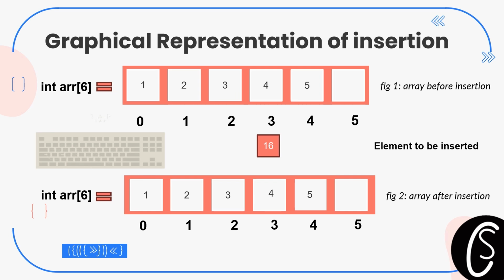As illustrated in figure 1, we notice that adjacent to index 3, specifically at index 4, there's another number. Hence, before insertion, we must shift both numbers one place to the right. This process can be visualized clearly through the animation provided. Here, the element at index 4 is shifted to index 5 and the element at index 3 is shifted to index 4. This creates a vacancy at index 3, allowing us to perform the insertion at that position. This illustrates how insertion in the middle of an array is executed.